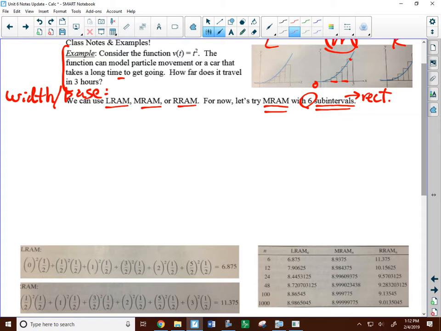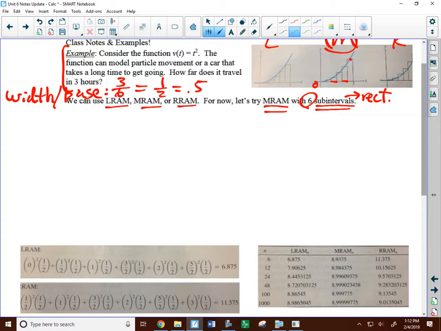So it's 0 to 3, that's the length of 3. And we're doing 6 rectangles, so I divide that by 6. So 1/2 is the length of each of these. I might write 0.5 because I might use that a little more here in a minute.